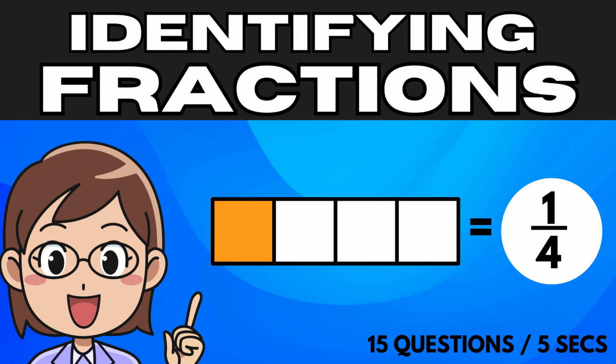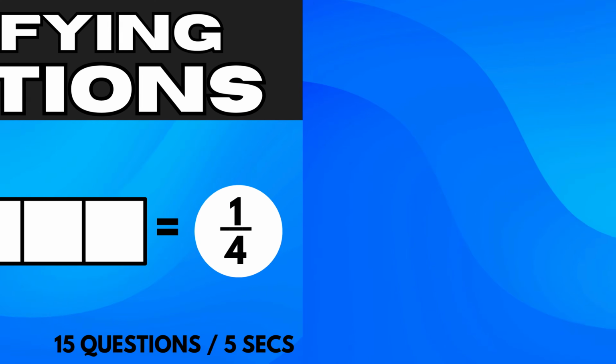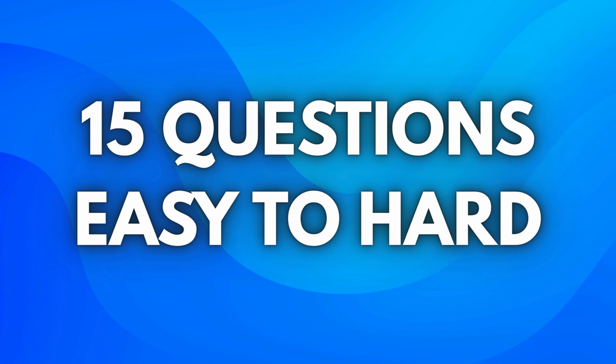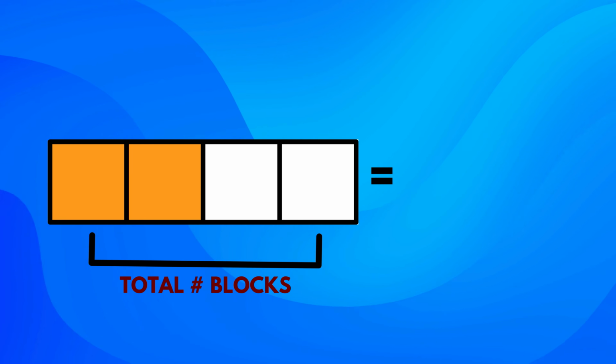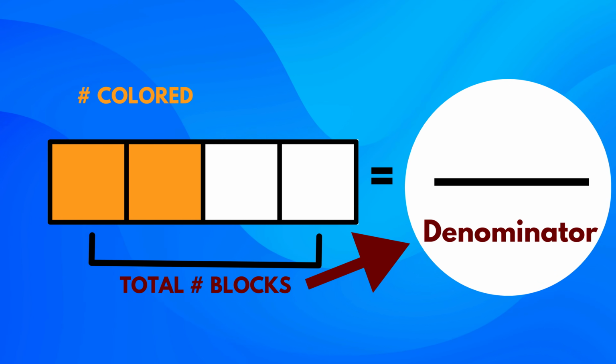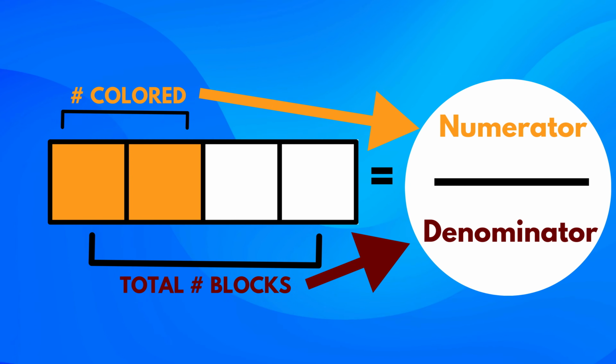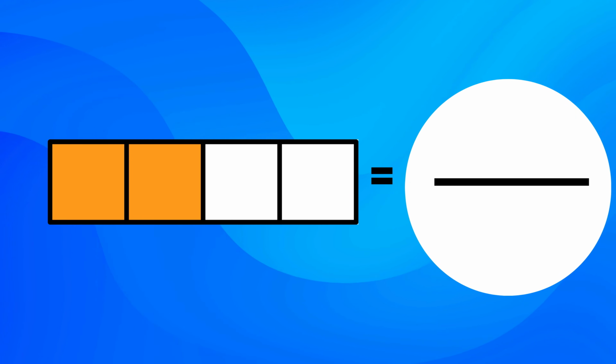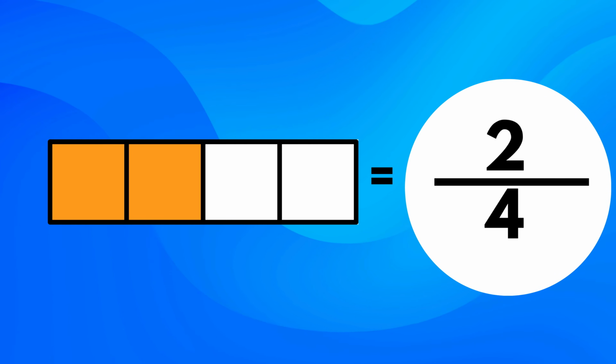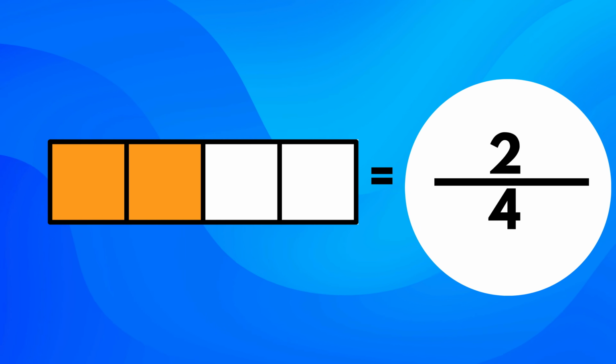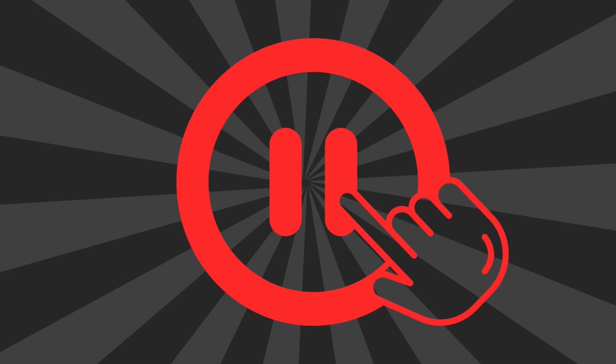Welcome to this fraction quiz, where you will be tested on how to identify and write a fraction. You will be given 15 questions from easy to hard, and we'll see a set of blocks. The total number of blocks will represent the denominator, and the number of colored blocks will represent the numerator. So, the answer to this is 2/4. Great! Feel free to pause at any time and let's get started.